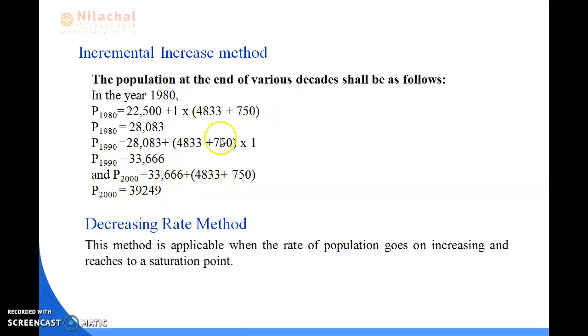So the decreasing rate method we will discuss in the next class.